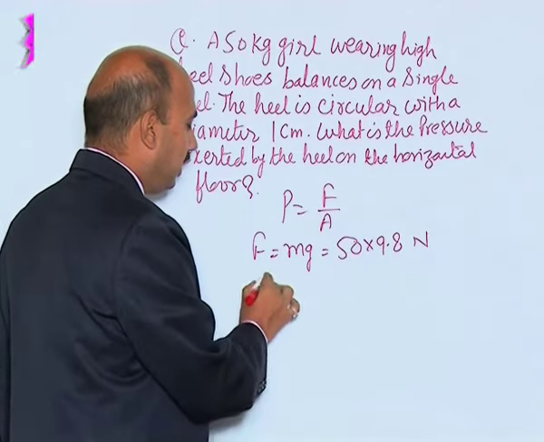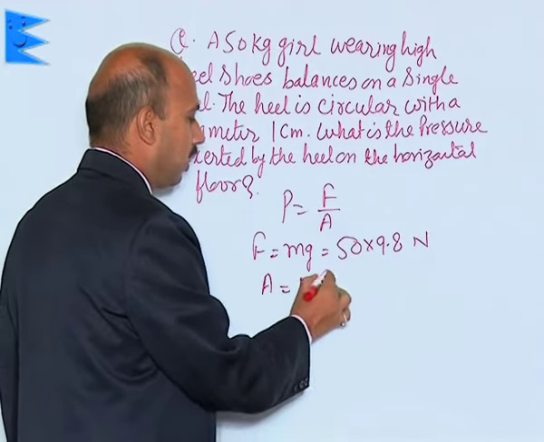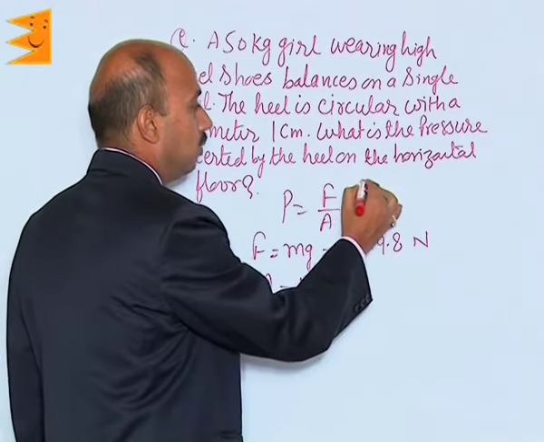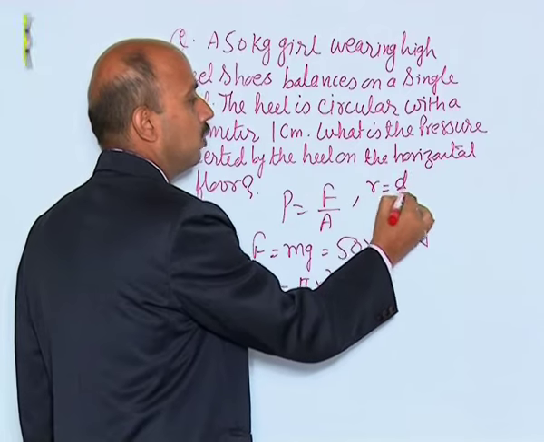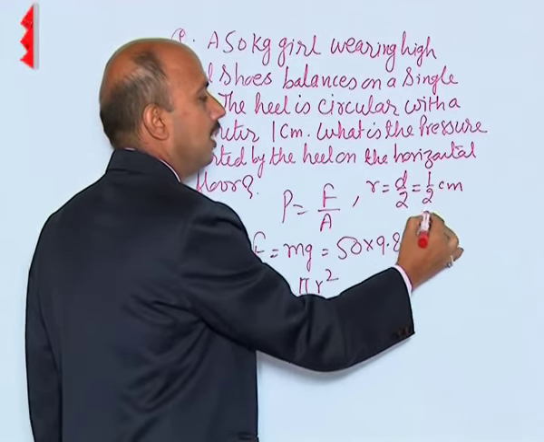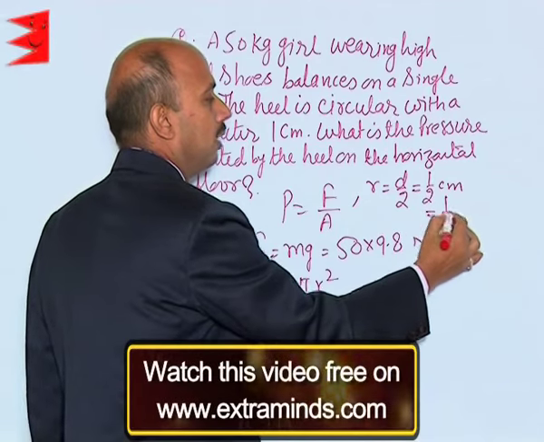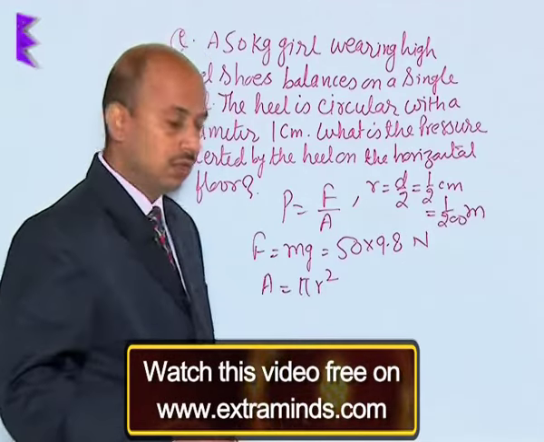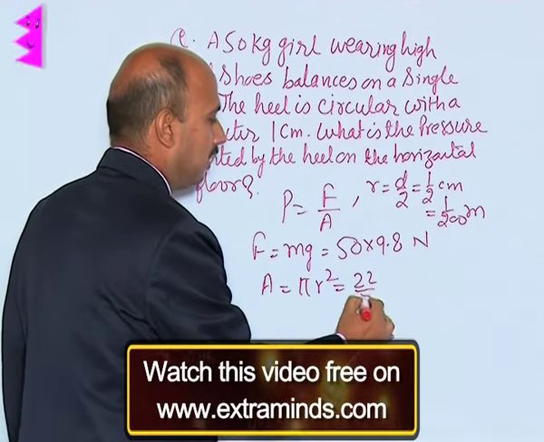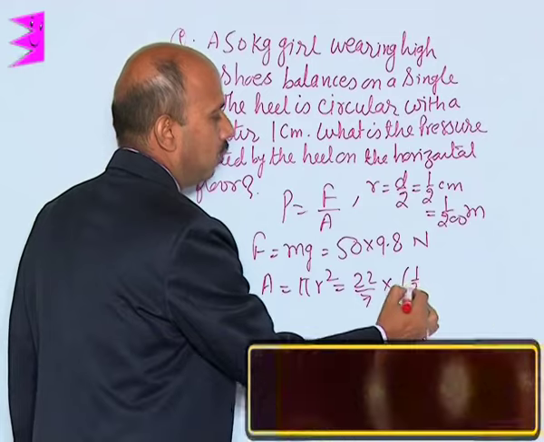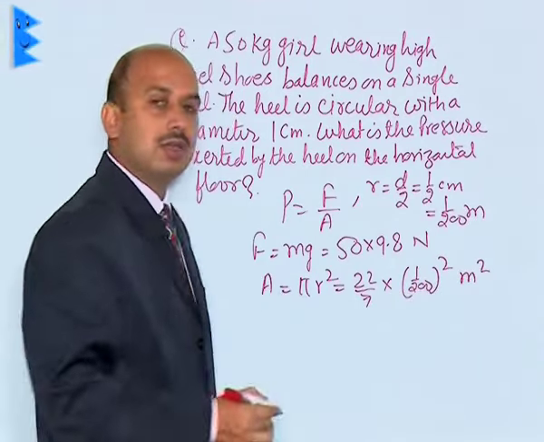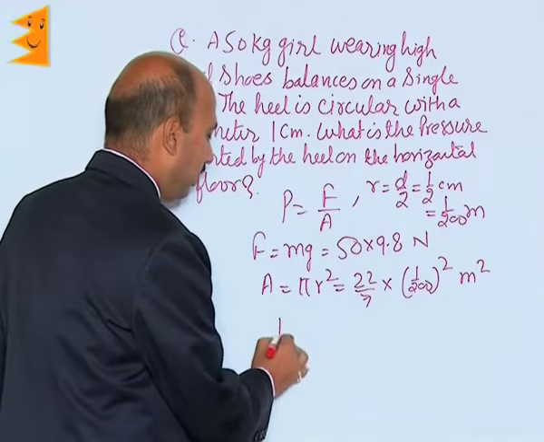Now area can be written as pi r square, where r is given as d by 2, that is the diameter 1 by 2 centimeter, which can be written as 1 by 200 meter. So we can write 22 by 7 into 1 by 200 whole square, that is meter square. This is the area. Now we can calculate pressure.